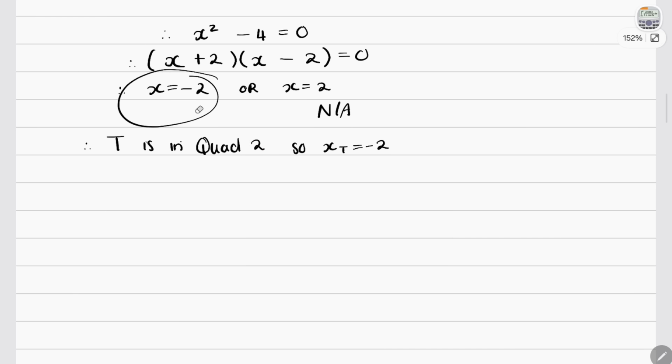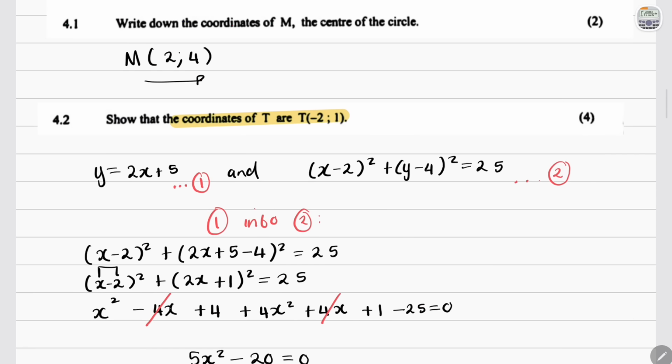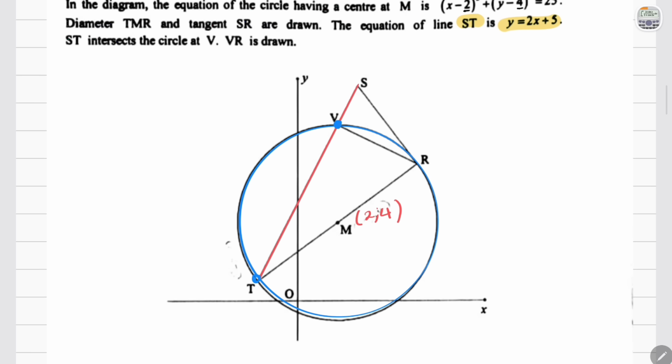And then I need to find its y value because they want the full coordinates of T. To find the y value, you see that you already have the equation of ST. Since T lies on this graph, I'm just going to substitute its x value of negative 2 to get its y value.